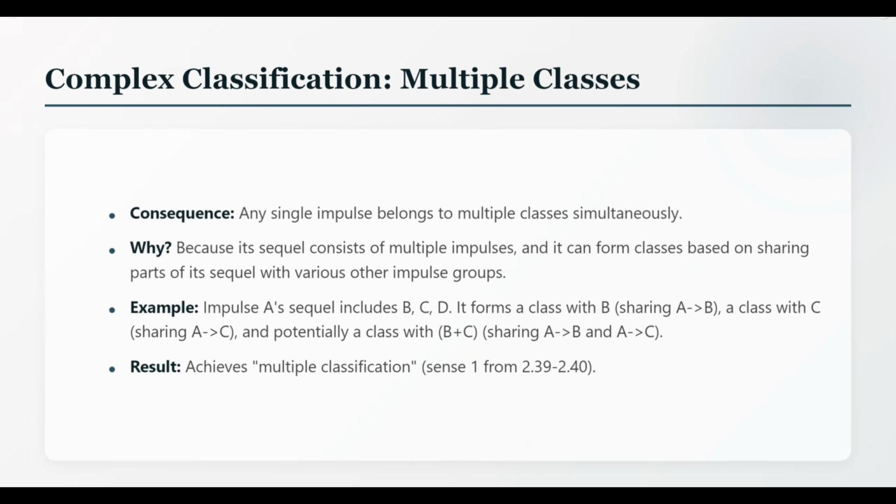Now things get interesting. Because an impulse has a sequel made of multiple parts, it can belong to many classes at once. Let's say impulse A's sequel includes impulses B, C, and D. Impulse A forms a class with B because they share the link A to B. It also forms a class with C because they share A to C. It might even form a class with the pair B and C because they both follow A. So one single impulse can be a member of multiple overlapping groups, based on different aspects of its sequel. This is multiple classification in the sense that one item fits into several categories simultaneously.